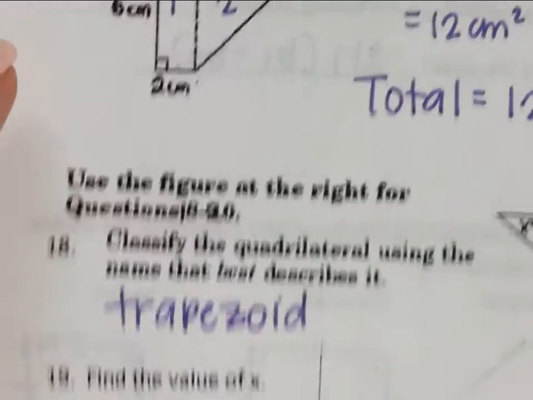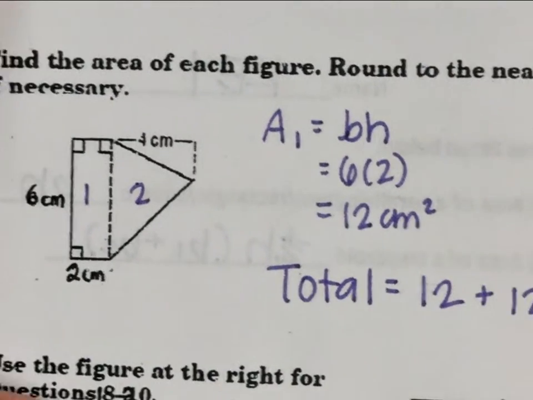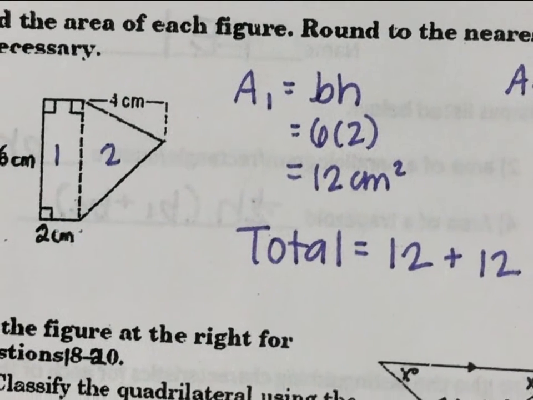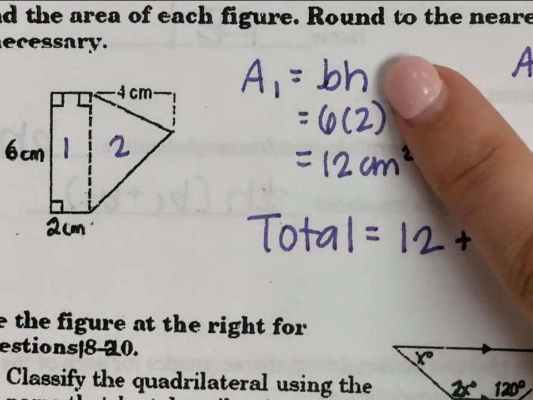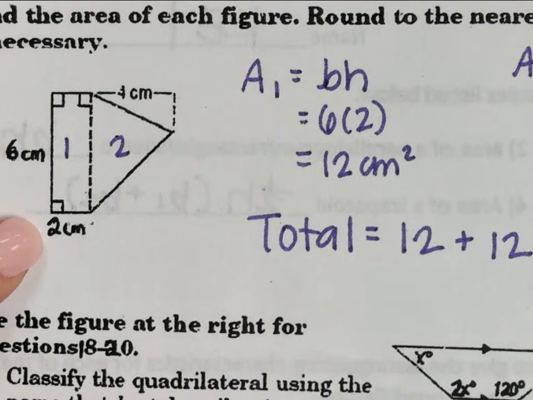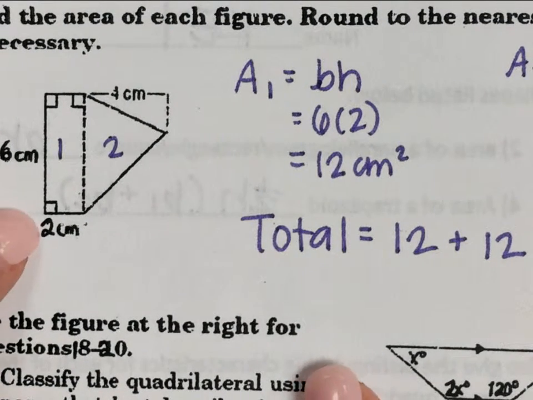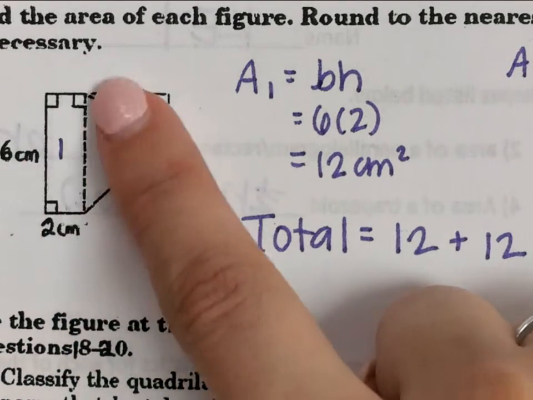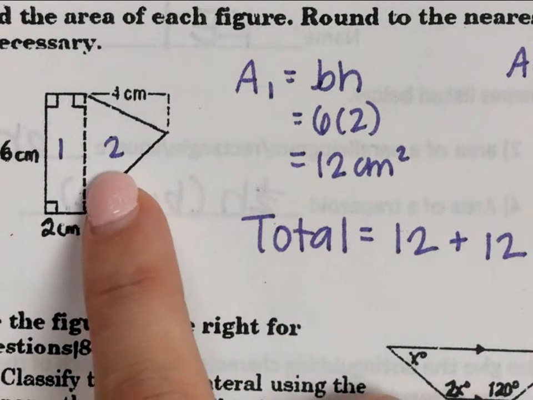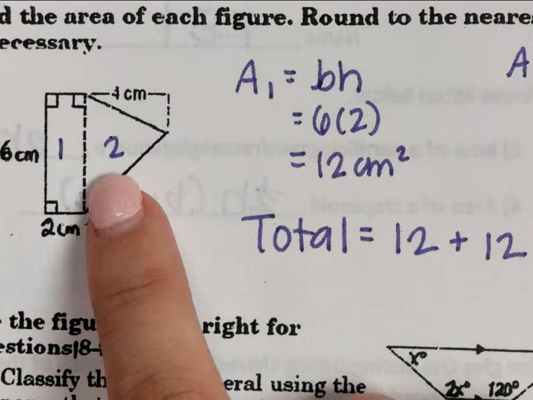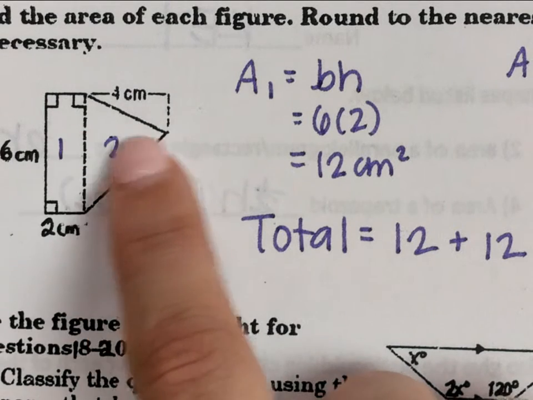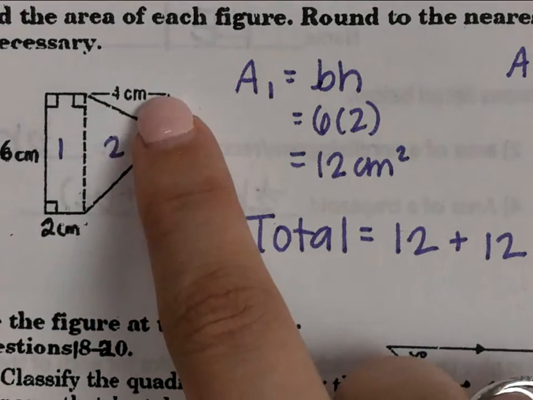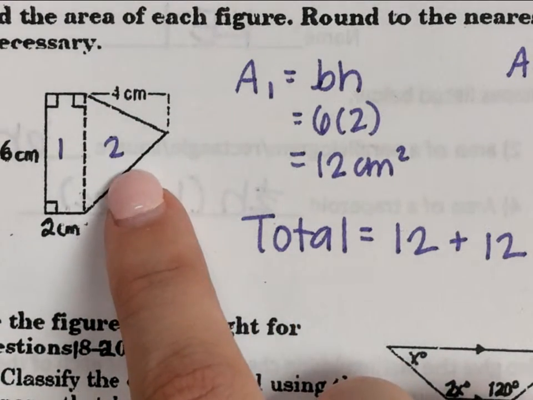Number 17, that is a composite figure. So you have to find the area of both figures and add them together. So I've got a rectangle and a triangle. My area of my rectangle is just base times height. So that's 6 times 2, which is 12. And then my triangle, my base is right here, which has to be 6 because that's a rectangle. So those are congruent. And then what is my height? 4. This right here is telling me from the base of that triangle up to the very tip that it's 4 centimeters, and that would be your height.